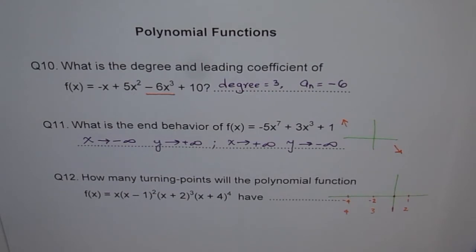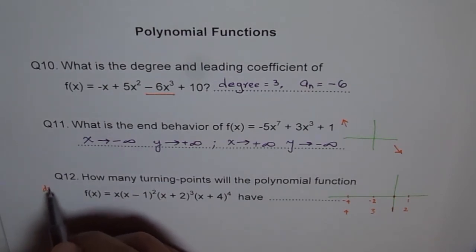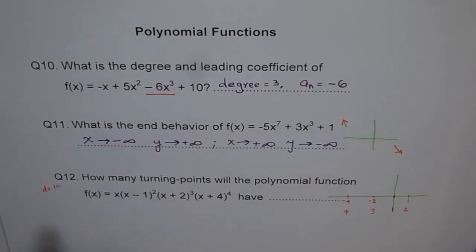So we got our zeros on the graph, right? Now let's count degree. 4, 3, 7, 2, 9, and 1, 10. 10 is the degree, right? So we say degree is 10. That means it is even, and the leading coefficient is positive. You can see that. If I multiply all these x's, I'm going to get positive. So it is even degree.